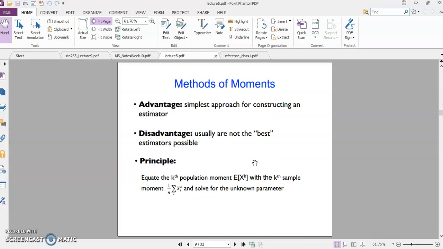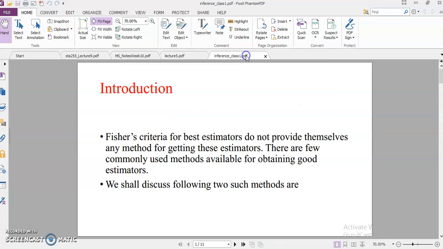Next, the advantages and disadvantages of method of moments and the advantages and disadvantages of MLE, and some of the problems we have already discussed, we are going to see now. I'll switch on to the next slide. Right, this is our class introduction. So from here we start.